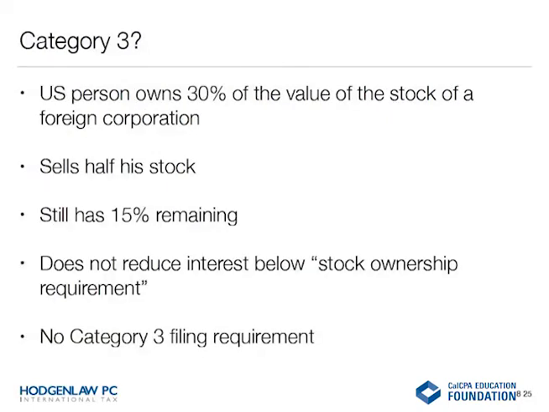So here's a little example to show how you would make the determination if someone needs to file under category 3 in one of the scenarios. Let's say a U.S. person owns 30% of the stock of a foreign corporation and sells half of it, so he still has 15% left. That means he did not reduce his interest below the stock ownership requirement, so this person doesn't have a category 3 filing requirement, I don't think.